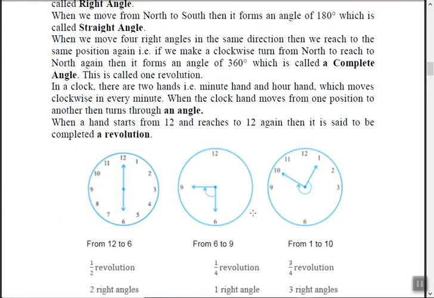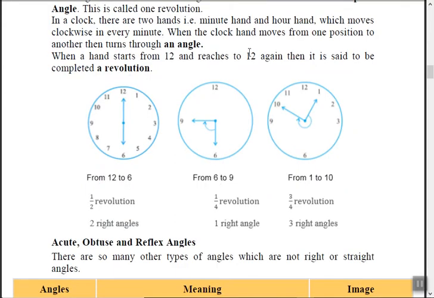So in a clock, what can we say? If the hands of the clock move from one point to another, they are moving through an angle. Definitely, right? Because what is an angle? Angle is this measurement between these two hands, right? When the hour hand starts from 12 and reaches 12 again, it completes one revolution. Even the minute hand, when it starts from one point and comes back to the same point, makes one revolution. The second hand also does one revolution every 1 minute, right?